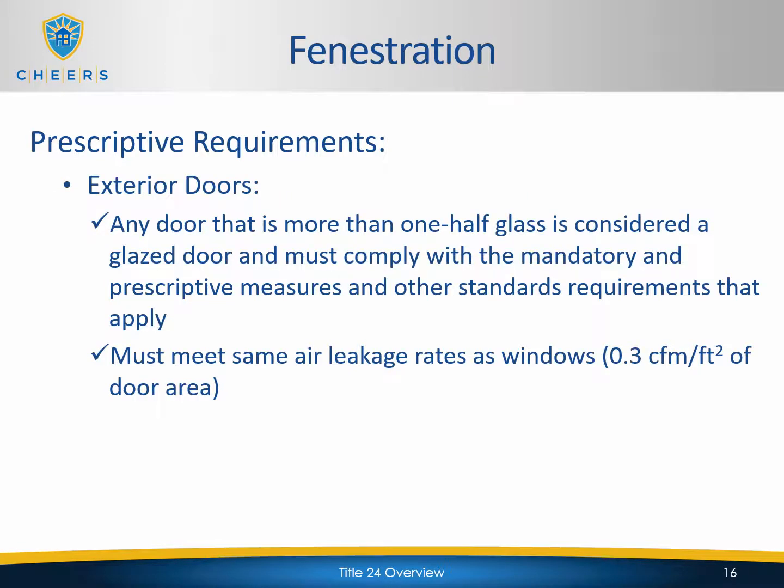So for exterior doors, any door that is more than 1/2 glass is considered a glazed door. It must comply with the mandatory and prescriptive measures and other standard requirements that apply. Doors with less than 50% glass area, up to 3 square feet, are exempt from U-factor and solar gain coefficient requirements. And the doors also must meet the same air leakage rates as the windows, which, like I said earlier, 0.3 CFM per square foot of door area.